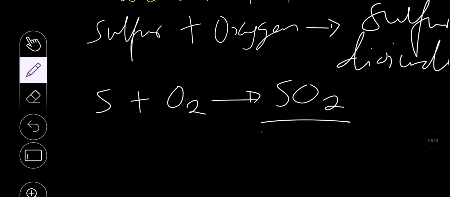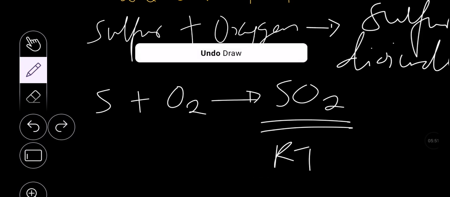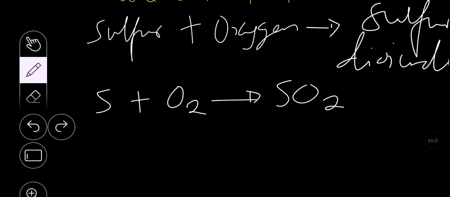So we want to find this volume, but we are assuming that this reaction is occurring at room temperature and pressure, RTP. Okay, so already there is a key there. We're going to look into that key we are given. All right, now sulfur plus O2 equals SO2. Sulfur plus oxygen is giving us sulfur dioxide.